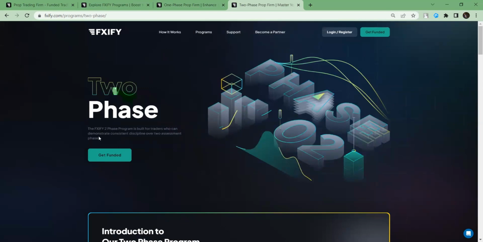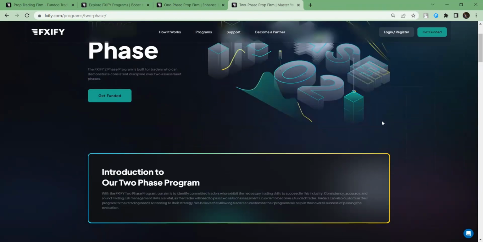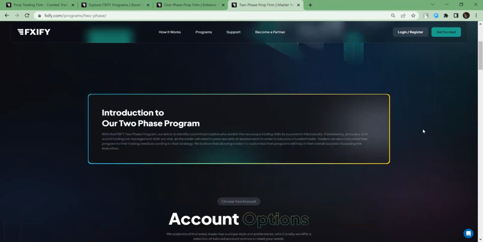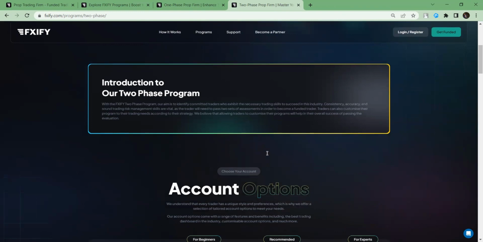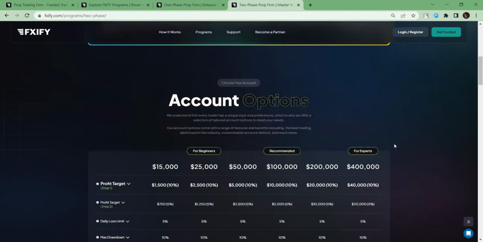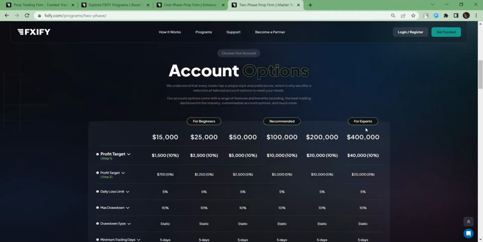The FXIFY phase 2 program is built for traders who can demonstrate consistent discipline over 2 assessment phases. This is the one that I have been doing for the past months, and to be honest, I've never bought a single phase challenge. I always buy the two phase evaluation because I feel so comfortable with it. But that's not what I'm saying you should do. You actually figure out what you will do.